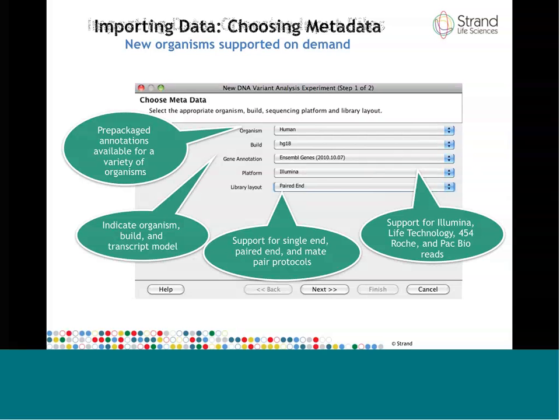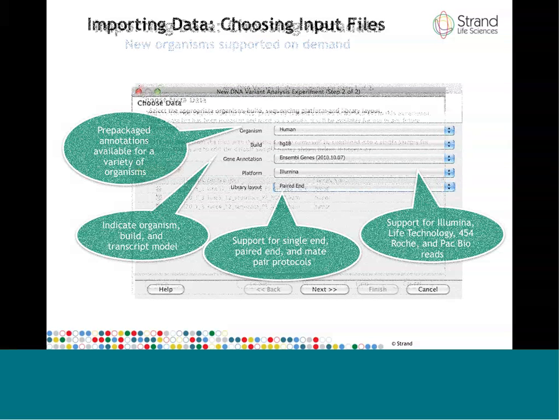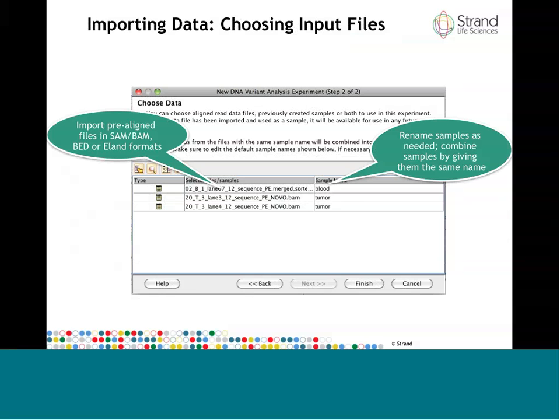So once you've specified all of that information, it's time to specify the input files of interest. As I mentioned earlier, you've got to import pre-aligned files: align outside and bring them in as SAM, BAM, or ELAND format files. You can also give a smaller alias to each of your input files so that you can give a name that's easier to remember.